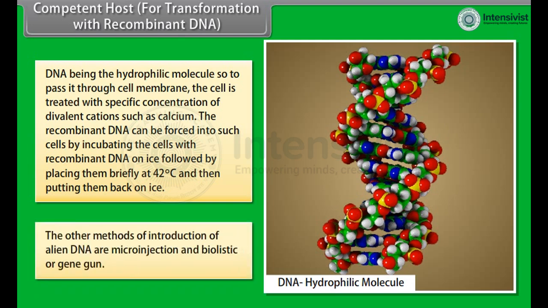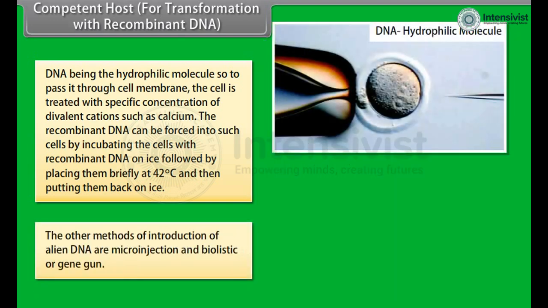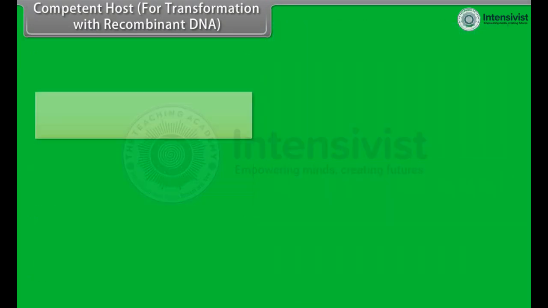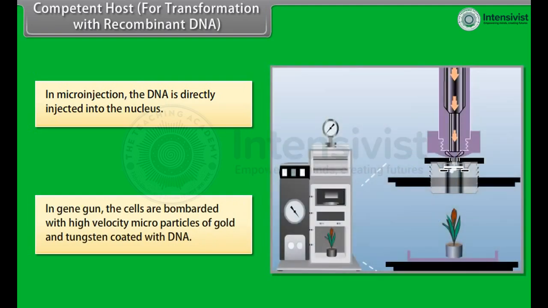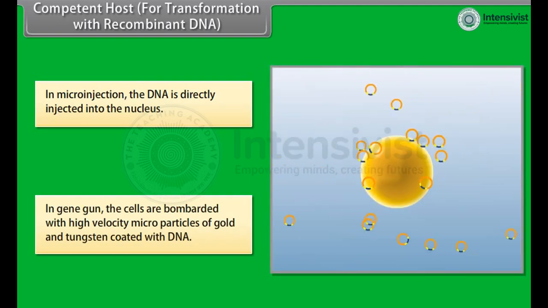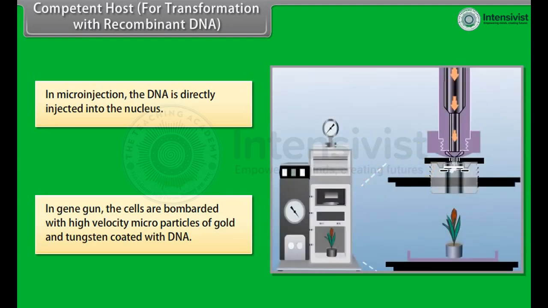The other methods of introduction of alien DNA are microinjection and ballistic or gene gun. In microinjection, the DNA is directly injected into the nucleus, and in gene gun, the cells are bombarded with high-velocity microparticles of gold or tungsten coated with DNA.